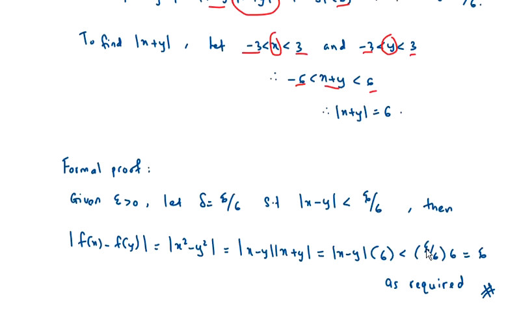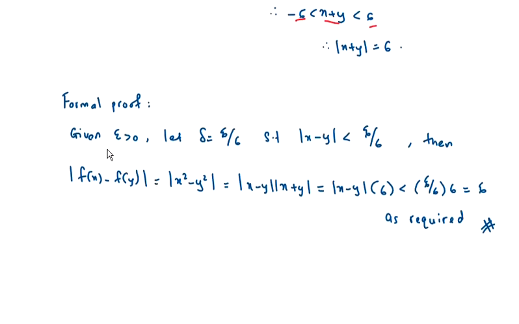So we can start to do the formal proof. Given epsilon greater than 0, we let delta equal epsilon over 6 such that |x minus y| less than epsilon over 6, then |fx minus fy| equals epsilon as required.